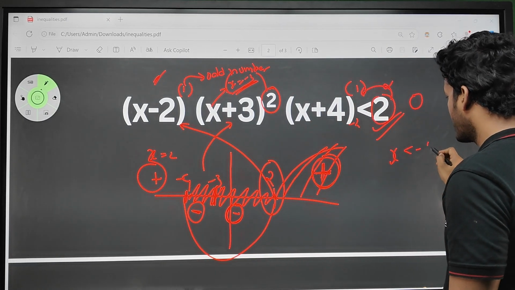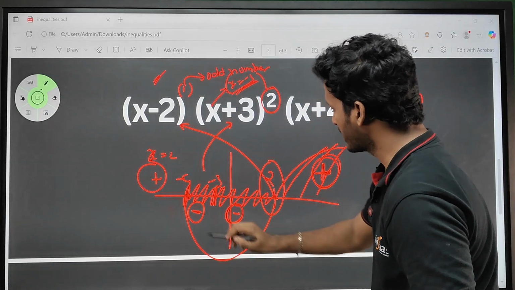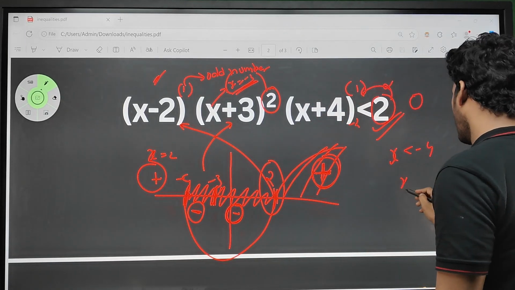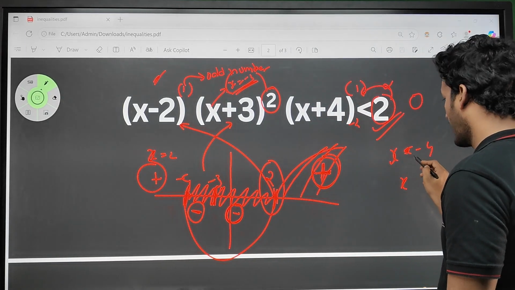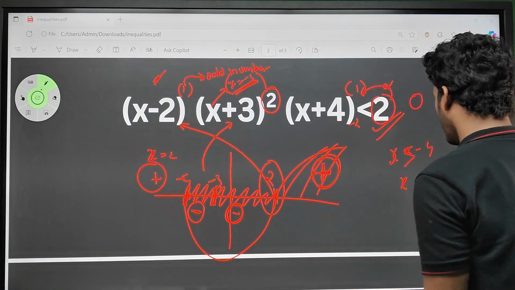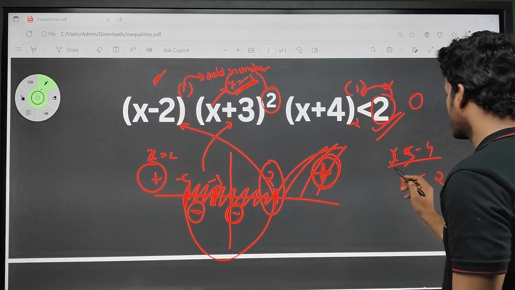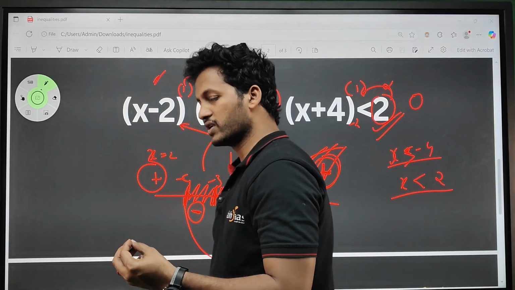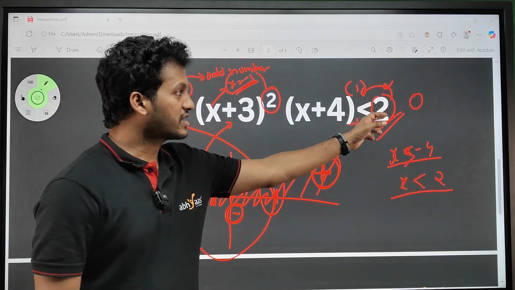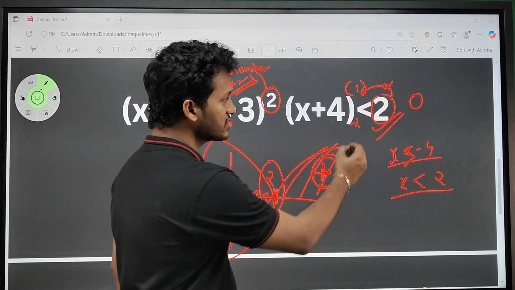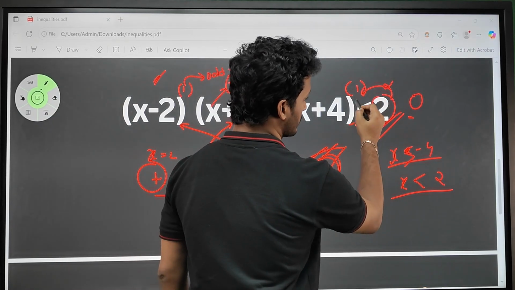X less than minus 4, my limits are x less than minus 4 and sorry, x is greater than minus 4, right? This area, and x less than 2. These are the things. But observe carefully. They are asking strictly negative. Strictly negative means it's not equal to.